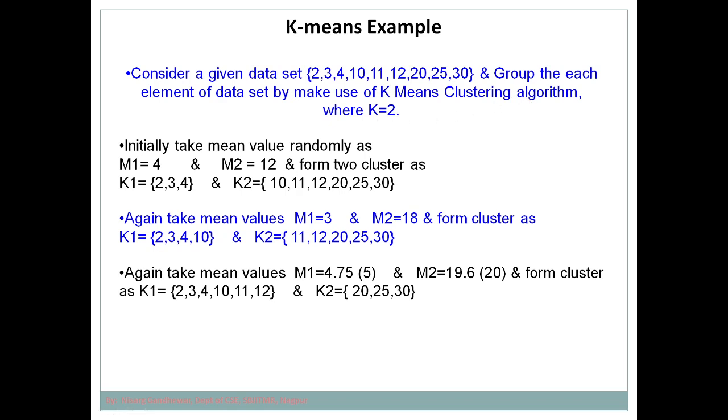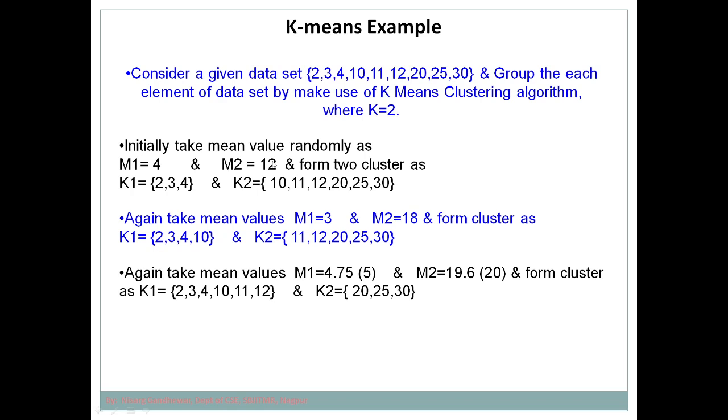Always remember that whenever you are given a set of data points, you will also be given the value of K, and according to that you have to partition all the elements into that many clusters. So what is step 1? Initially you have to take the mean values randomly. Initially we cannot calculate the mean, so you can take any values as the means. How many values will you take? 2. Why? Because here the value of K equals 2. That's why I have randomly taken M1 equals 4 and M2 equals 12.